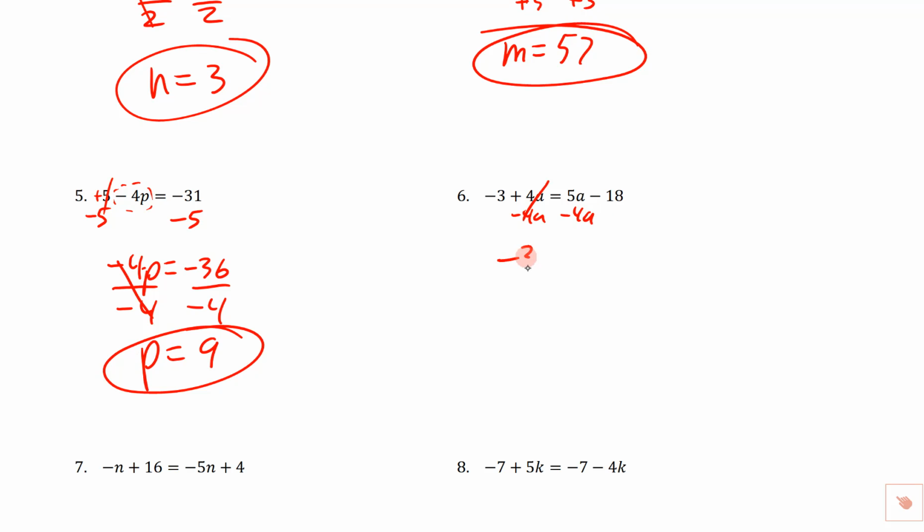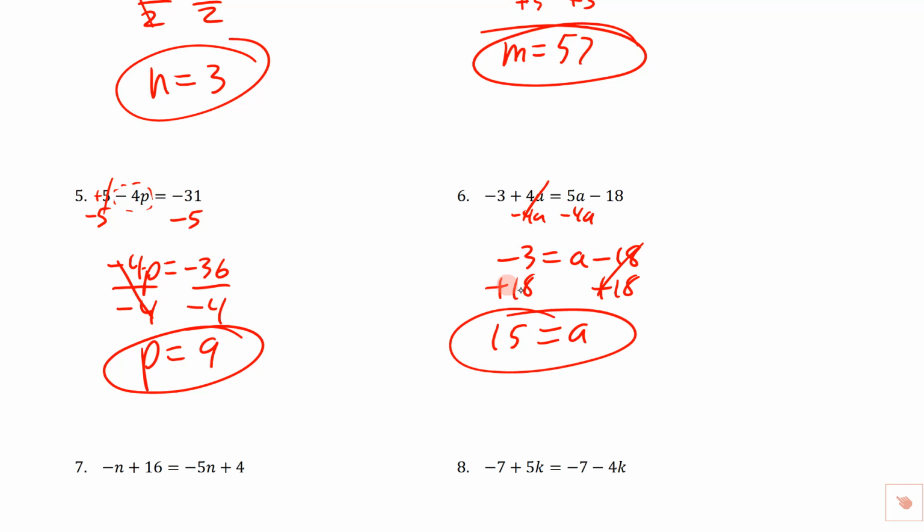Those are going to cancel. We get a negative 3 over here. And look at this. 5a minus 4a is just 1a, or just an a, minus 18, and then we'll move the 18 to the other side. We'll do that by adding 18. So we get an a over here, and we get 15 on this other side.